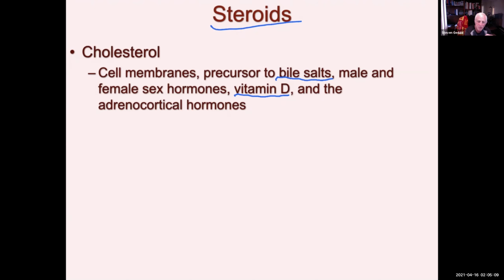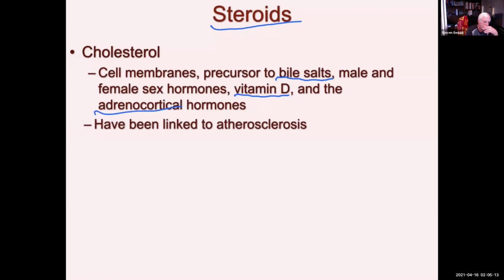Okay? Male and female sex hormones and adrenocortical hormones have been linked to atherosclerosis. Atherosclerosis is hardening of the arteries. When you get too much, things build up, the blood becomes thicker and starts to harden up in the arteries and starts to thin the lumen of those blood vessels, which can cause cardiovascular disease, can cause stroke, all kinds of nasty things. Okay?